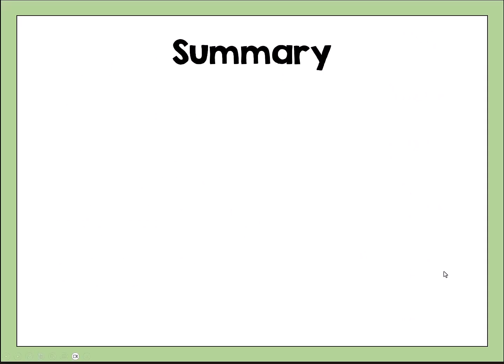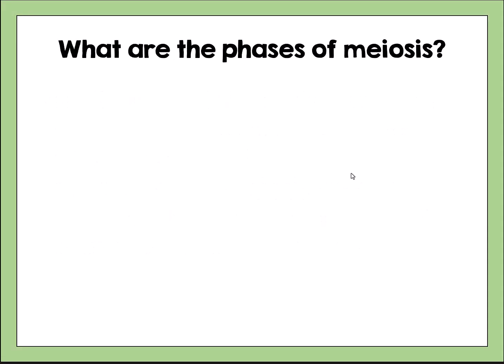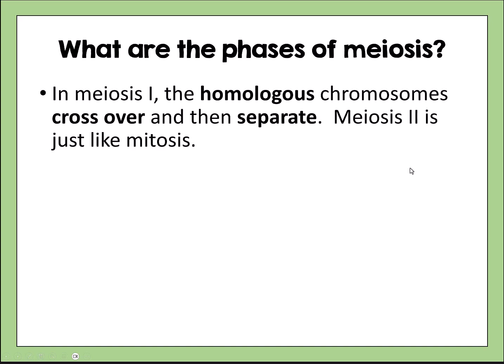So in summary, while most of the body's cells are diploid, gametes are haploid, so they can join during sexual reproduction. Meiosis creates these haploid cells and begins with pairs of homologous chromosomes. So just as in mitosis, there are phases of meiosis that we discuss throughout the process. In meiosis 1, the first half of the cell division process, the homologous chromosomes cross over and then separate. Meiosis 2 is just like mitosis.